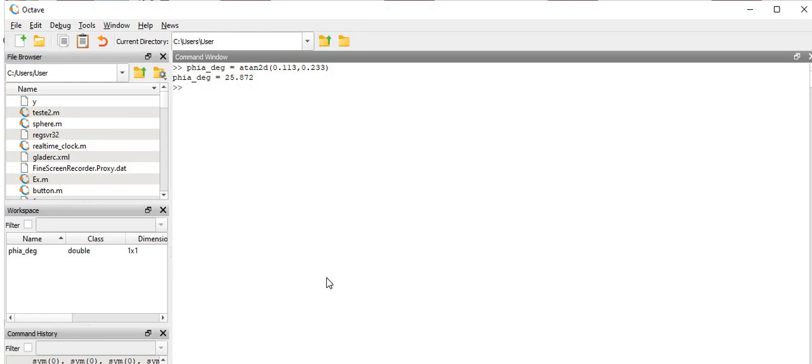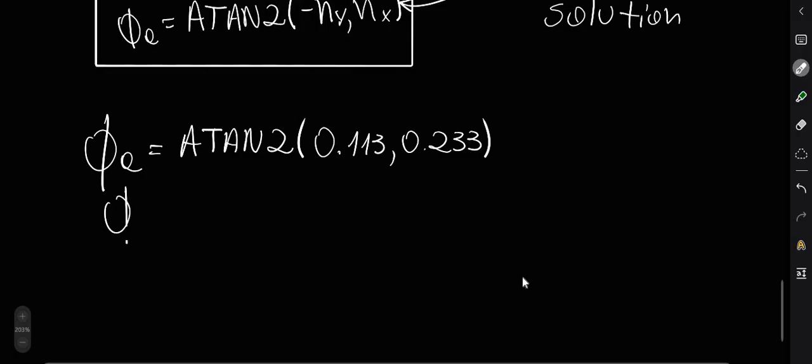Okay, 25.87. So phi A is equal to 25.87, and we can do an approximation to 26.